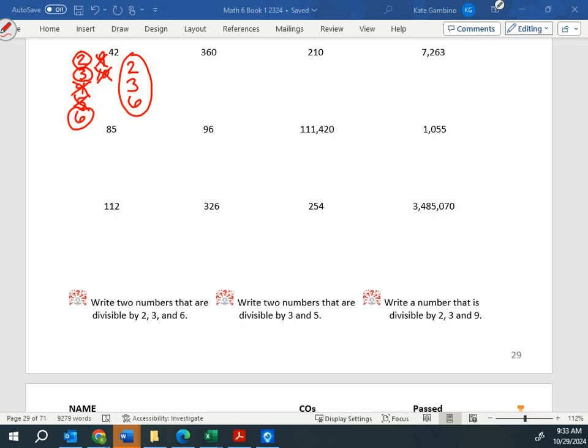Under every number. What happens if we don't write out all of the numbers under the number? What might happen? Adam? Yeah, why would we get it wrong? You don't check all of them. It's really easy to miss some to check. So that's why I say always write them all out. 2, 3, 4, 5, 6, 9, 10. Write them all out so you check every single number.